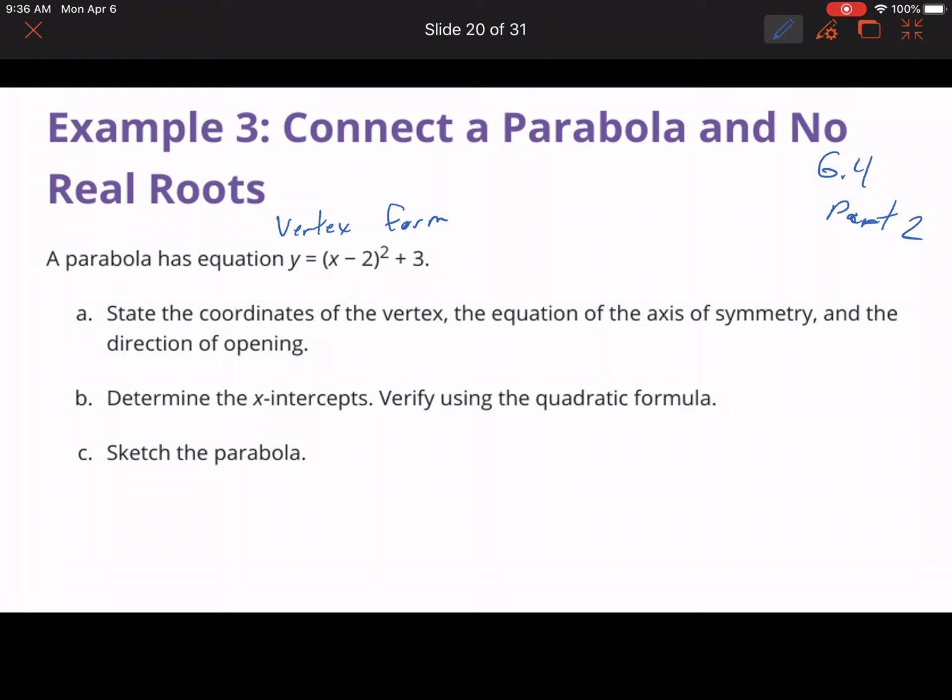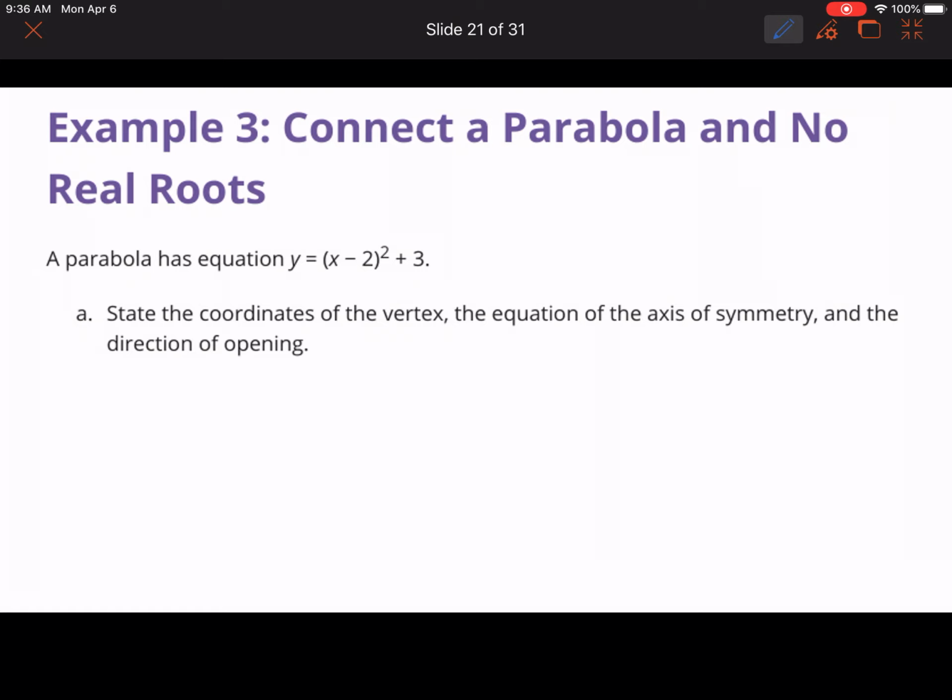Y equals x minus 2 all squared plus 3. So state the coordinates of the vertex, the equation of the axis of symmetry, and the direction of opening. B, determine the x-intercepts, verify using the quadratic formula. And C, sketch the parabola.